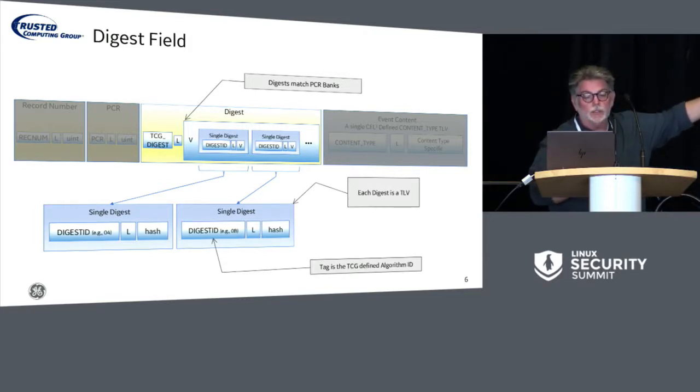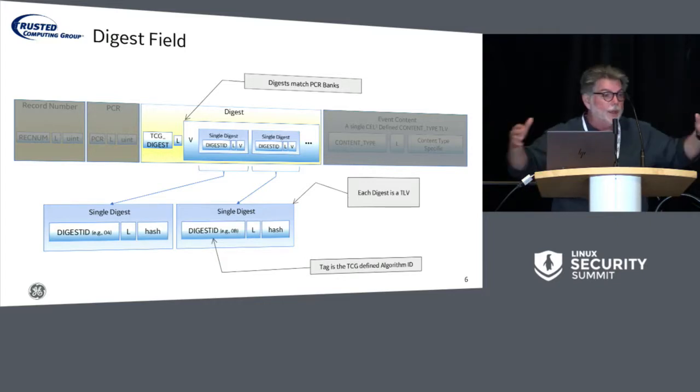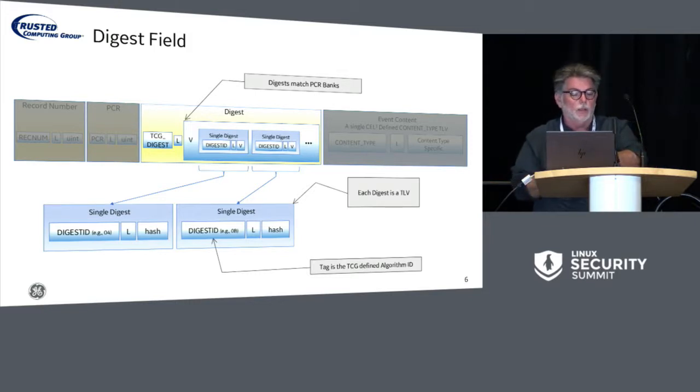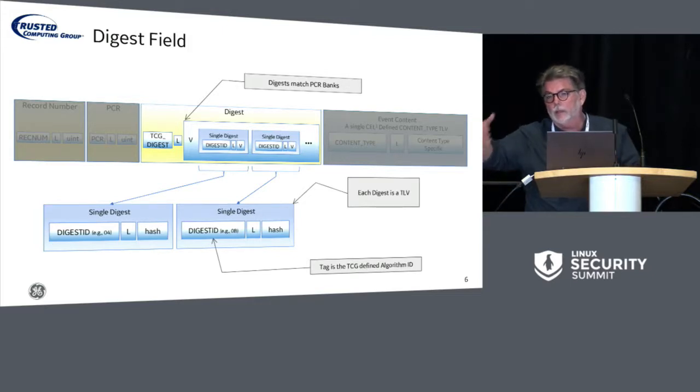So there's a TCG digest saying, okay, this contains an array of digests, and there's a length of the whole thing. And so if your TPM was allocated with two banks, SHA-1 and SHA-256, you would put a SHA-1 hash in there and a SHA-256. The digest ID is the reason I call it TCG digest: these digest IDs are taken from the TCG algorithm ID. So if you go download the algorithm ID, it has a bunch of enumerated values identifying SHA-1, SHA-256, SM3, for example.